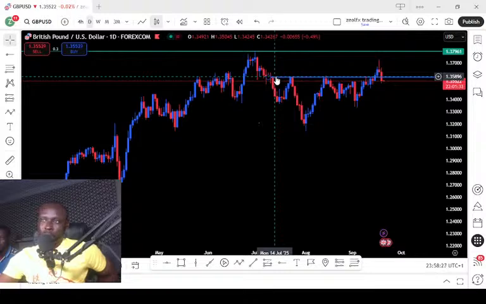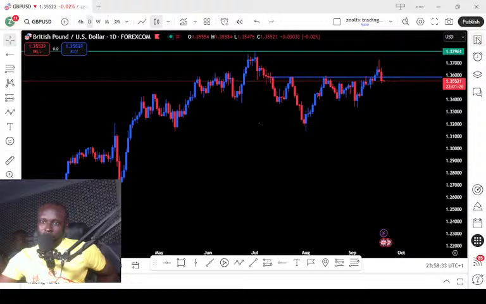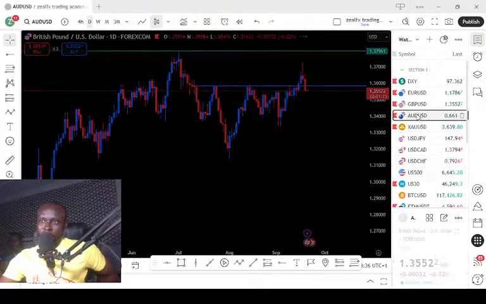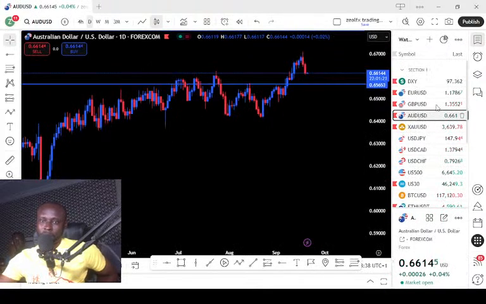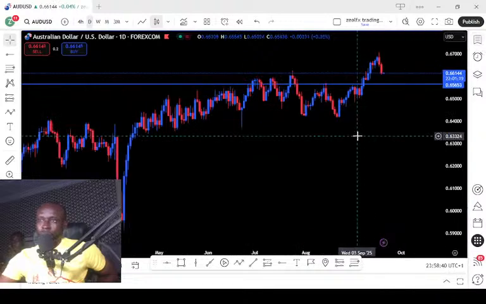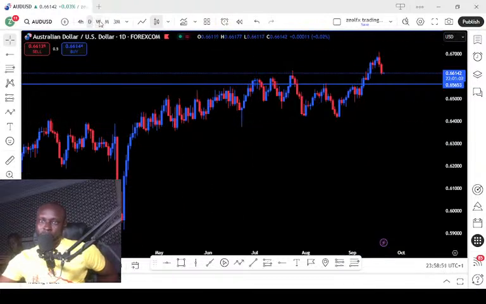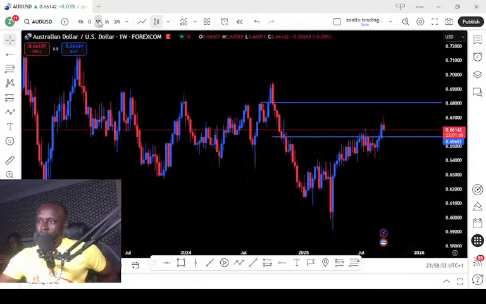So let's continue with our analysis. Let's look at our next pair, which is the Australia USD. Australia USD currently is still in uptrend. Let's start our analysis from the weekly chart.